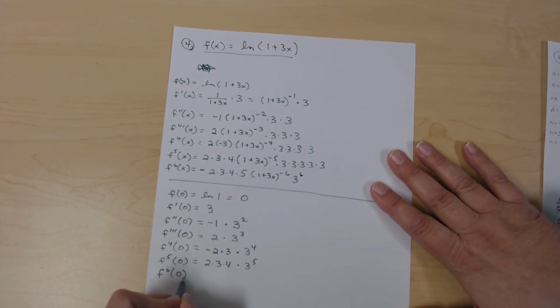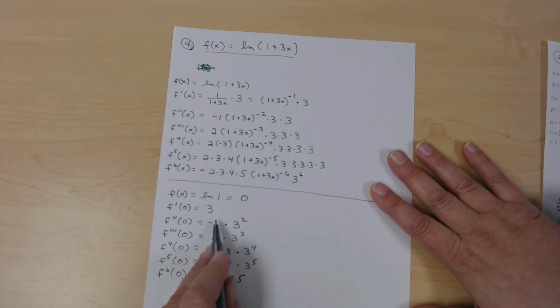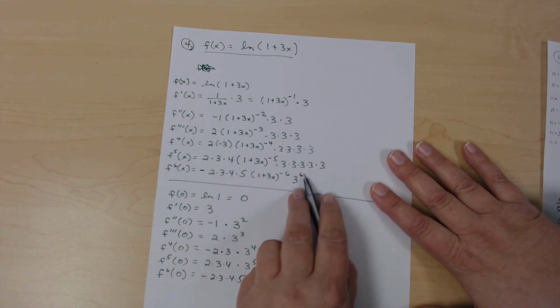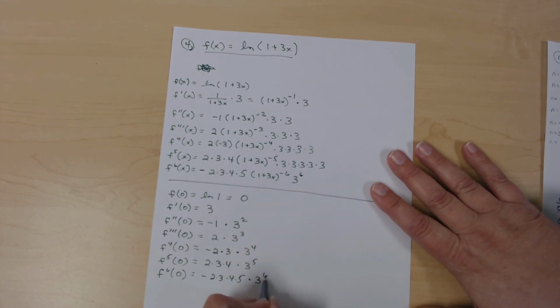Let's fit it on here. Don't forget that negative, and then it's 2 times 3 times 4 times 5. What is that? 5, 4, 3, 2, 1. This front is a factorial, okay? And then I still have this back here, which is 3 to the 6th.